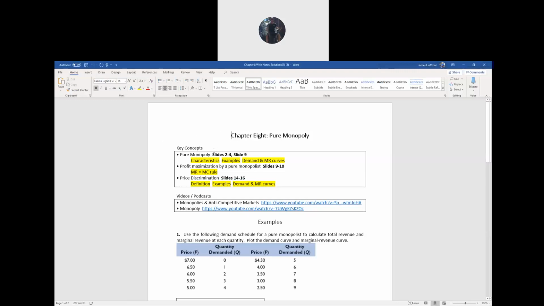All right, so chapter 8 is about a different type of market, which is monopoly. So this is like the complete opposite extreme compared to pure competition. This is where we're going to have just one firm, and they have the whole market. So pure monopoly. All right, let's look at slides 2 to 4 and then slide 9.